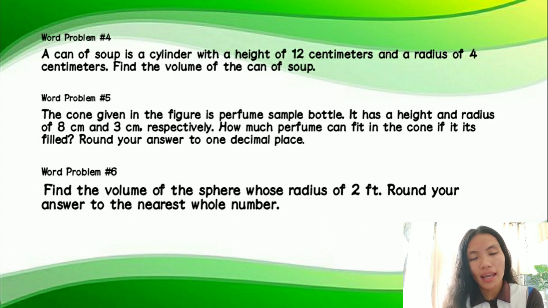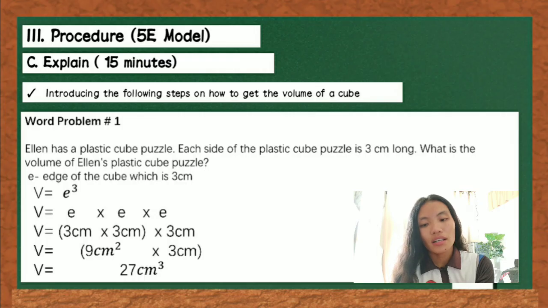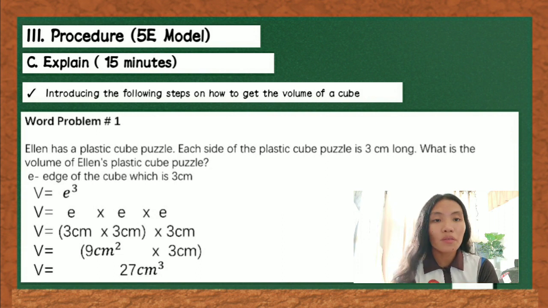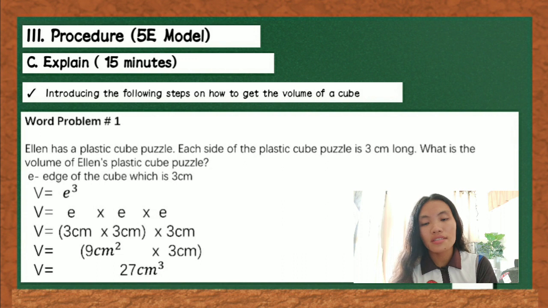For the explain part, or letter C, I will give 15 minutes. First, I will introduce the steps on how to get the volume of a cube. We will base it on word problem 1. Ellen has a plastic cube puzzle. Each side of the plastic cube puzzle is 3 centimeters long. What is the volume of Ellen's plastic cube puzzle?